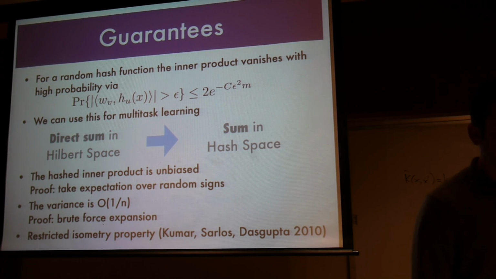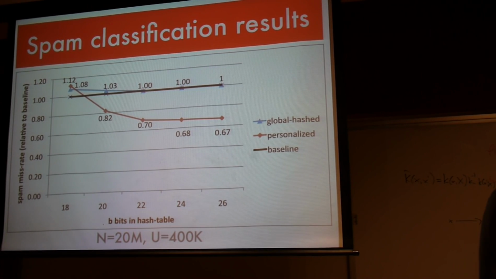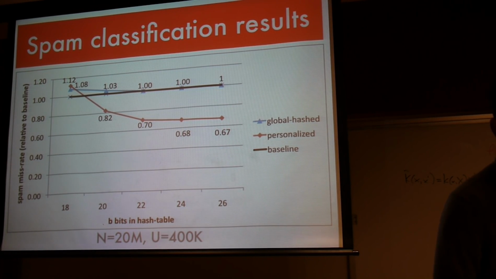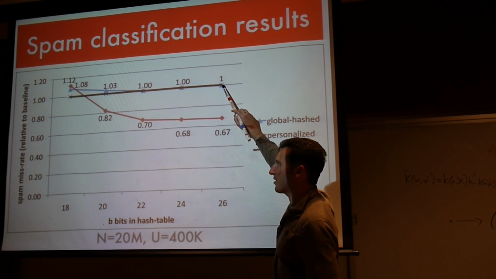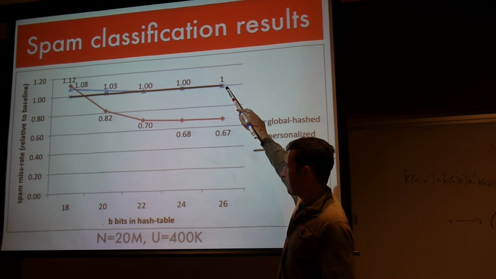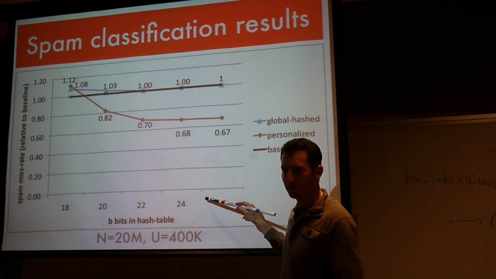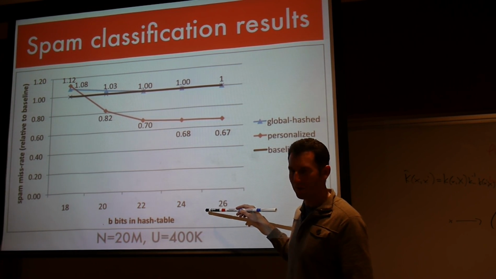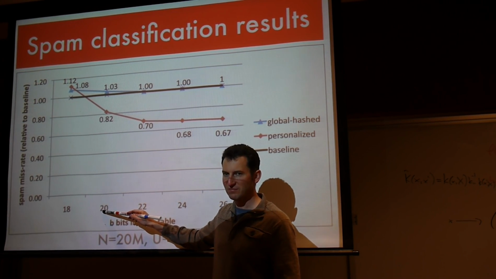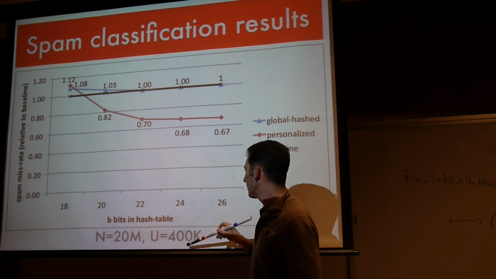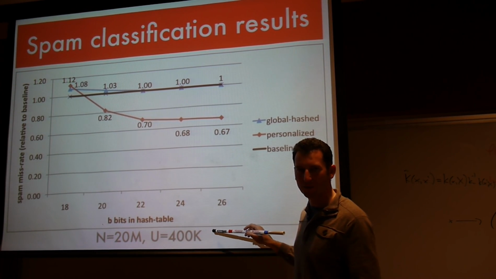Well, that's all very well, but does it actually work? So, here are some examples, right? So, the black line is basically, without hashing, the baseline, the unpersonalized distribution. This is the number of bits in the hash table, so basically 2 to the power of that gives you the number of dimensions into which we fit. So this is not very high, right? That's like 1,000,000 dimensions. And it's a small data set, so 20 million emails, 400,000 users.